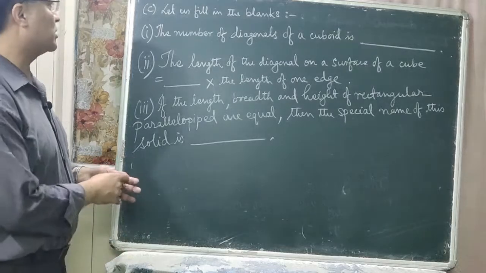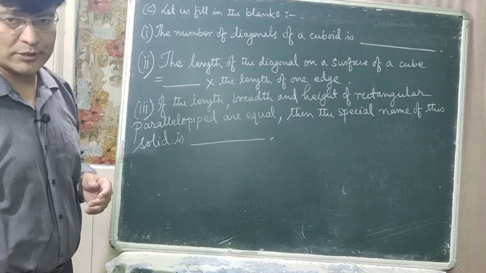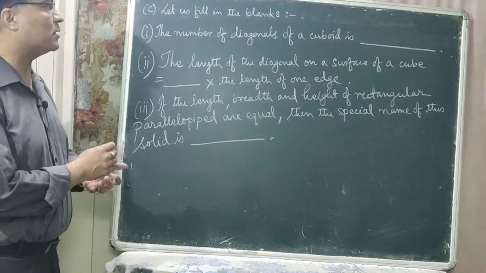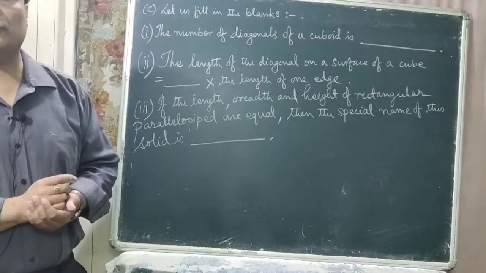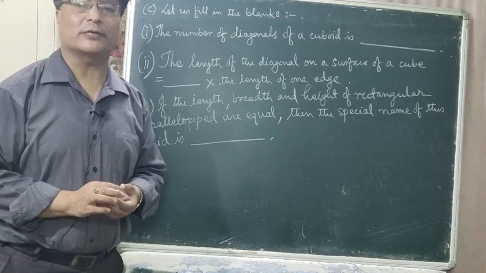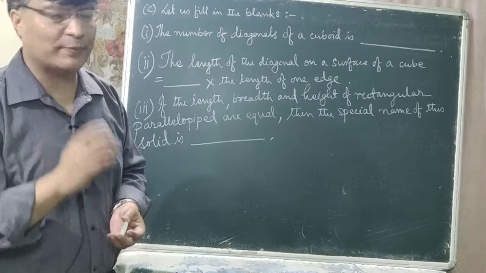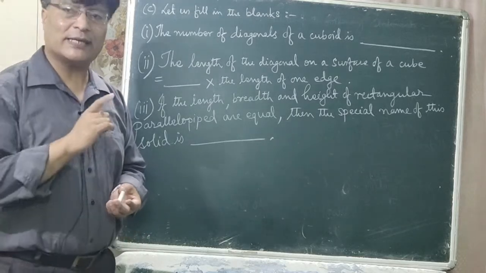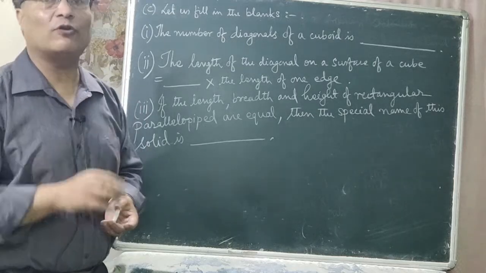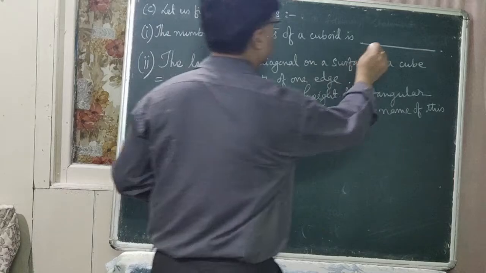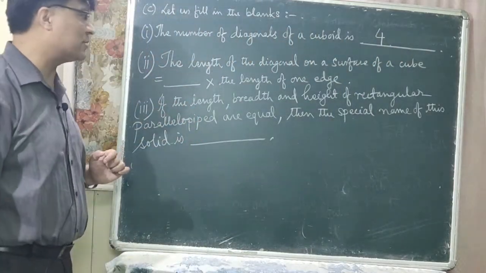So now we'll do the next question, that is, let us fill in the blanks. हामी खाली ठाउँ भर्नु पर्यो अब चाहिँ. The question number 1 मा के भन्दैछ? The number of diagonals of a cuboid is, एउटा rectangular parallelopiped or cuboid छ, त्यो क्युबोइडमा कतिवटा डायगोनल्स बनाउन सकिन्छ? मैले तिमीलाई पहिल्यै भनेको थिएँ एउटा क्युबोइडमा 4टा डायगोनल्स बनाउन सक्छ भनेर. In a cuboid you can draw 4 diagonals. The number of diagonals of a cuboid is 4. Is that clear? So write down 4 as the answer.